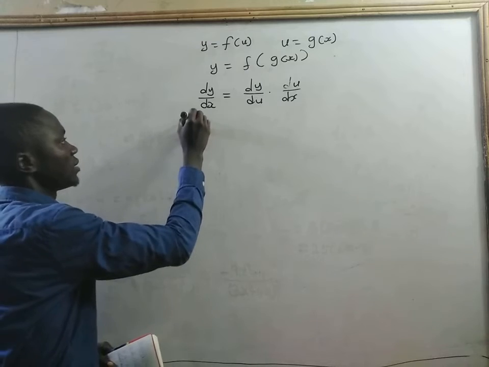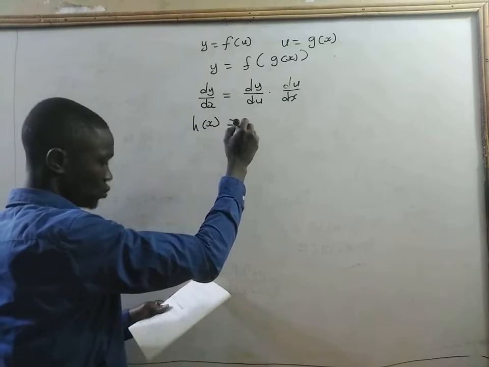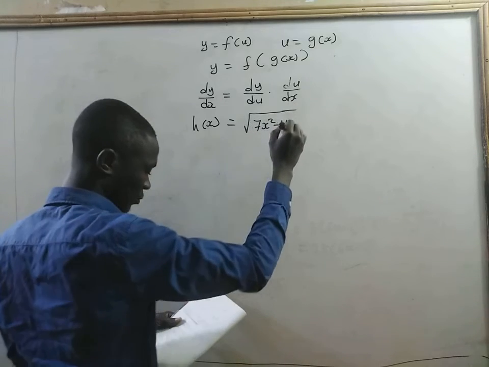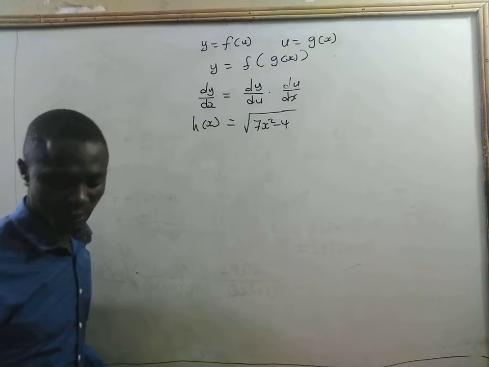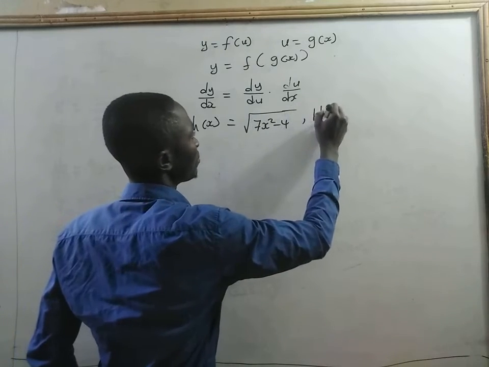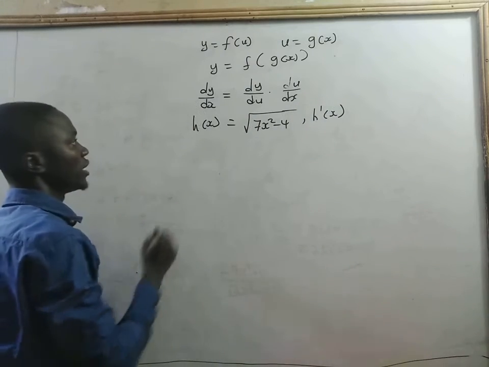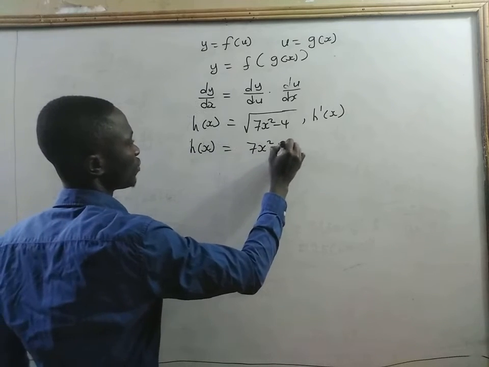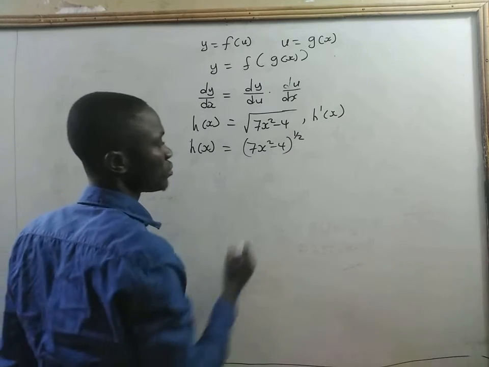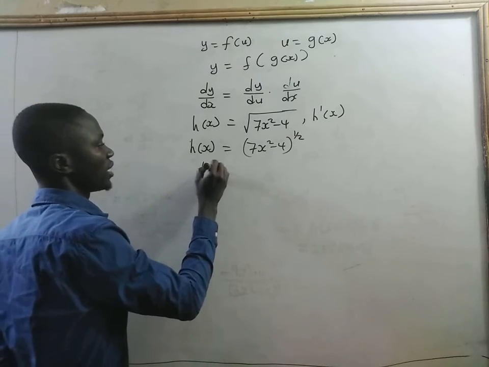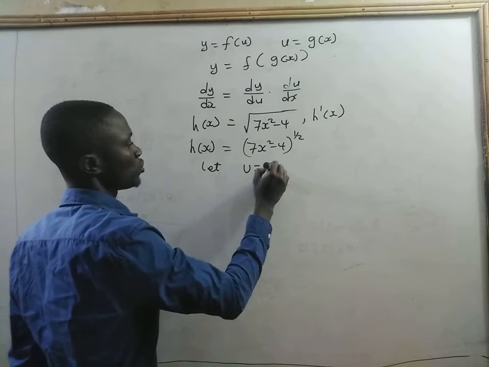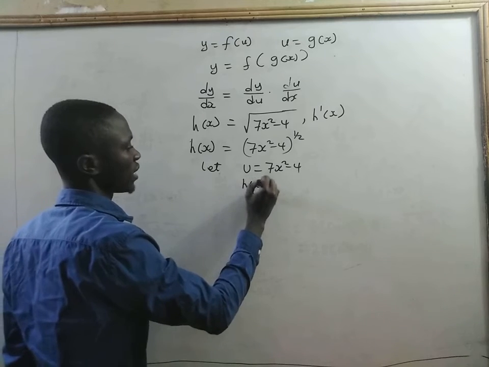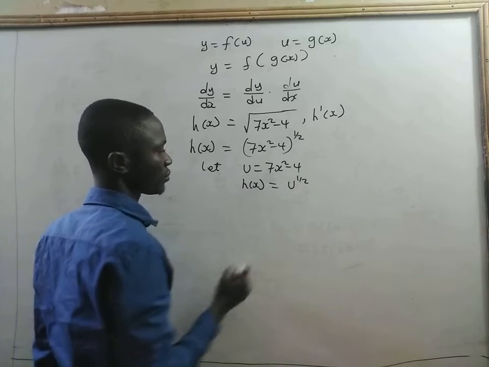Now let's take h of x to be equal to the square root of 7x squared minus 4. Then let's find h prime of x. We have to find h prime of x. So here we have our h of x equal to (7x squared minus 4) to the power 1 out of 2. So here, if we let u equal 7x squared minus 4, then h of x is now equal to u to the power half.